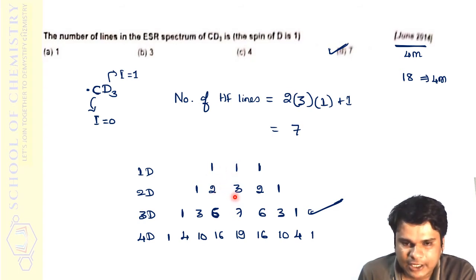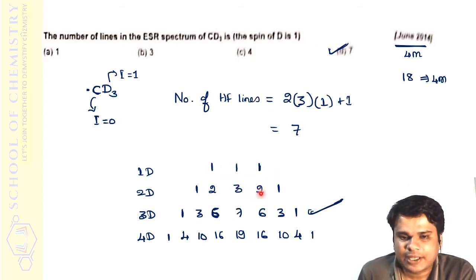So here below, the sum of these 3, that is 1 plus 1 plus 1, that is 3. So here again the same thing, below this 1 we write the sum of these 3. Here nothing is there, so that means it is 0.